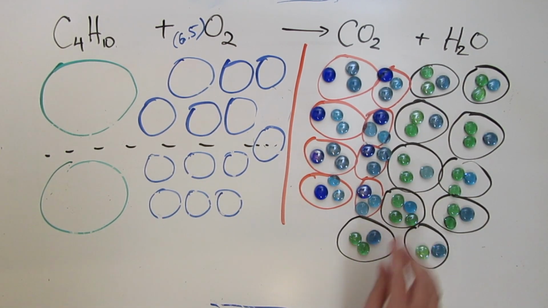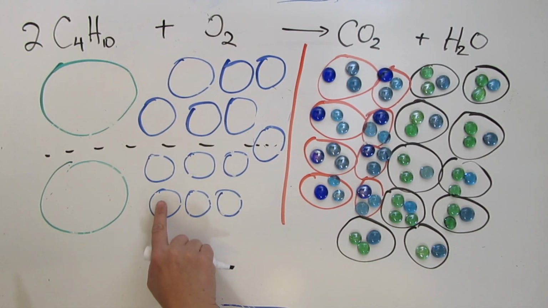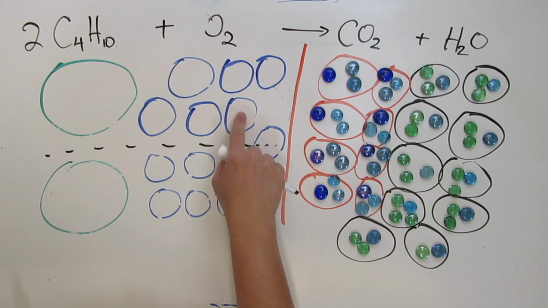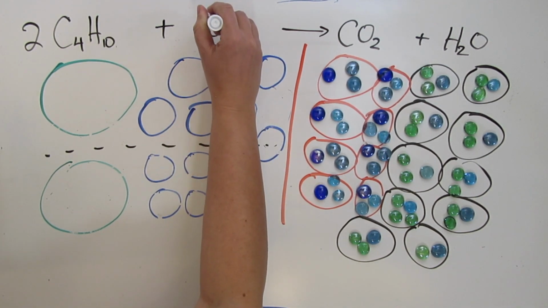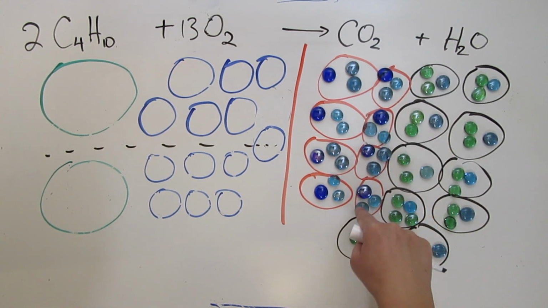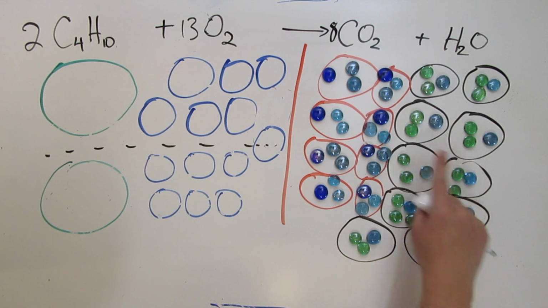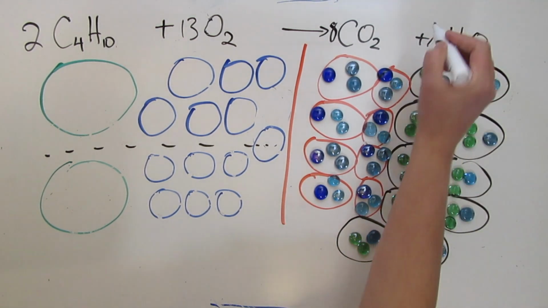1, 2, 3, 4, 5. Okay, whew. So our balanced equation, we'll check this in just a moment. We now have 2 butanes. We have 13 oxygens, 8 carbon dioxides, and 10 waters.